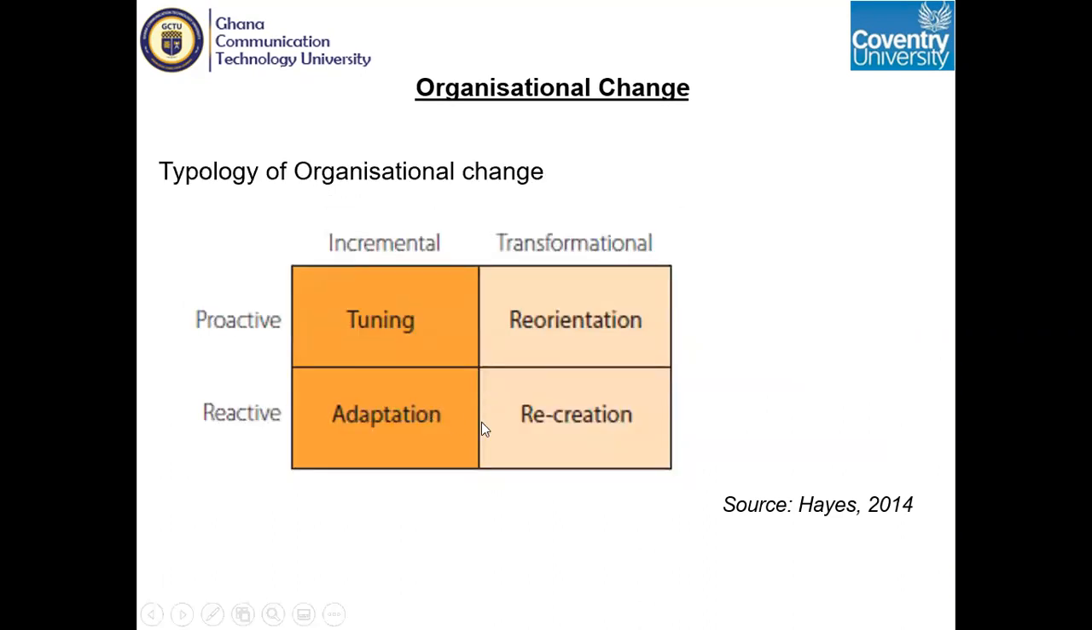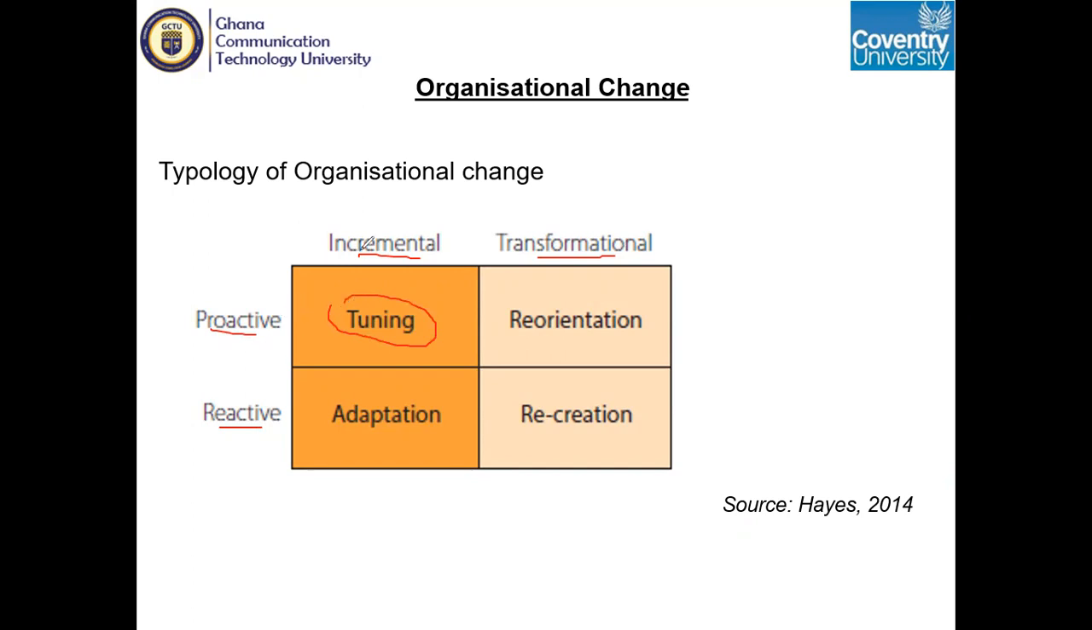There are some typologies here, typology in the sense that you can put things any way you want and give them names. So we have what we call a quadrant here, a typology of organizational change. I just mentioned the proactive and the reactive ones. So you can either be proactive or reactive. You wait for things to happen before you react and try to adapt. And you can also be incremental, little by little, or radical, transformational. So wherever you find yourself, you can always assign a name to it.